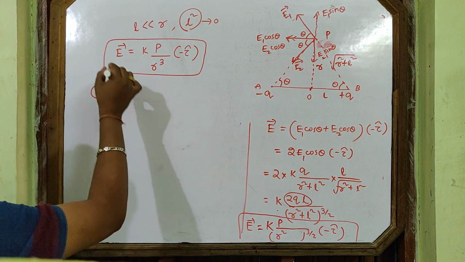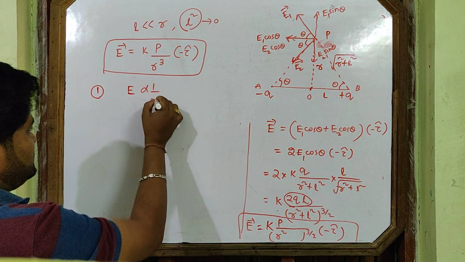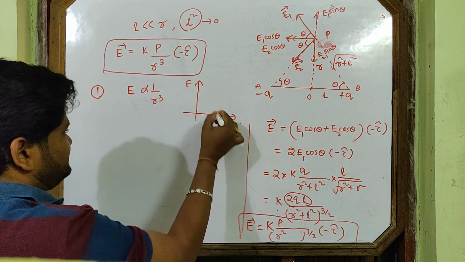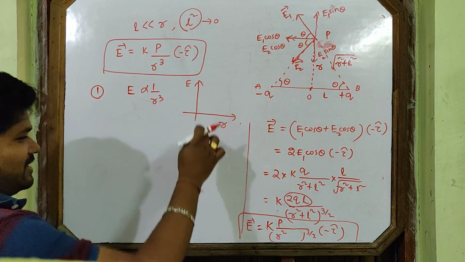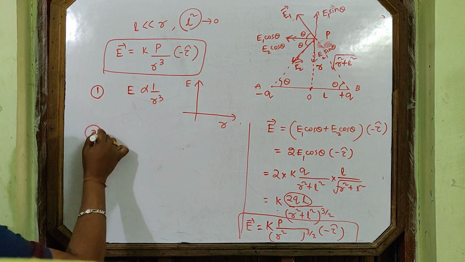Question number 1, same thing. How does E depend on r? E is inversely proportional to r cube. Now the graph of E versus r. I will not draw the graph again, you have to draw it, it is the same graph as before.